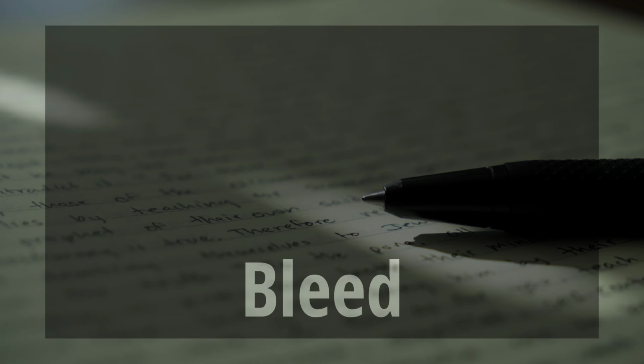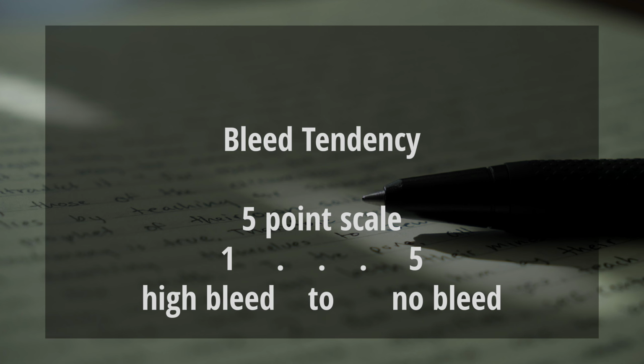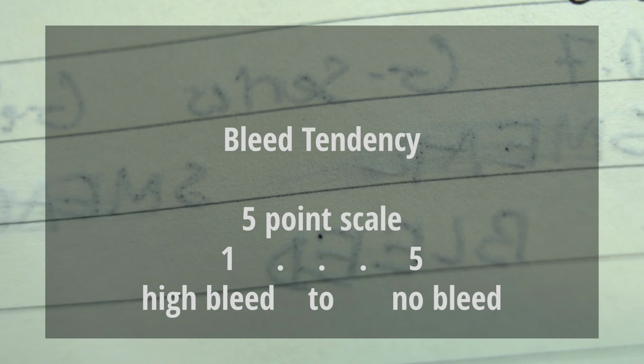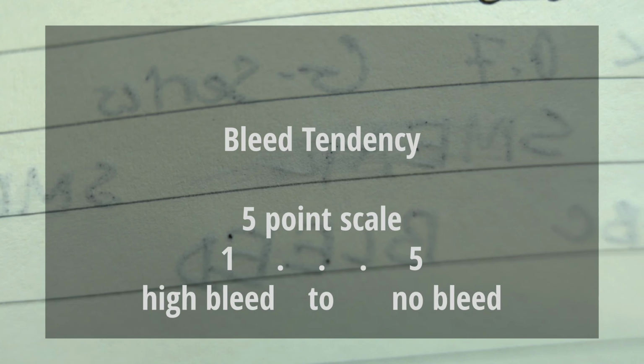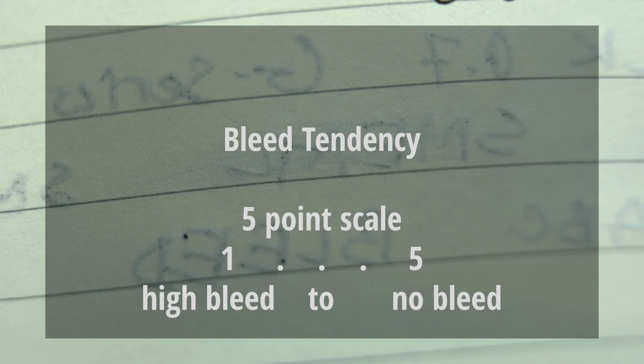Bleed tendency. This is the degree of bleeding that happens from a certain ink. A pen that bleeds a lot will receive 1 point, and a pen that doesn't bleed at all, well, 5 points.